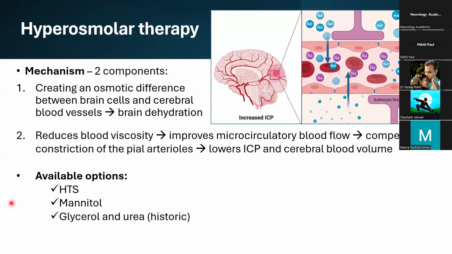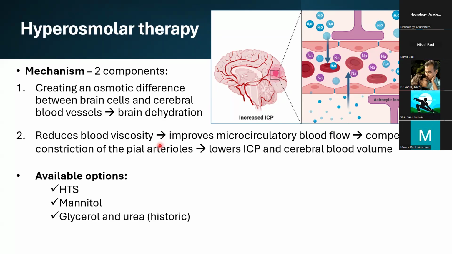Now, coming to the main aspect, that is hyperosmolar therapy. There are 2 components to its mechanism. The first one is what I told earlier. Suppose we have cytotoxic edema: there is sodium inside the cell, water moves in and the cell swells up. If we make the blood more hyperosmolar, water will go out of the cell back into the blood, and it results in brain dehydration. This is the main mechanism shown in this picture. This is how hyperosmolar therapy works.